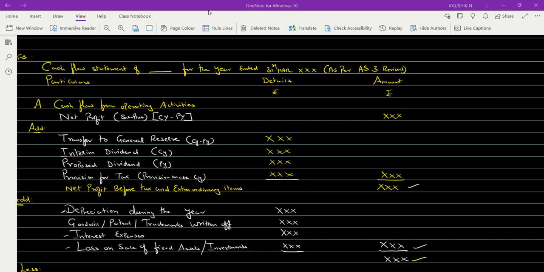So what all is there in financing? You've got issuing shares, issuing debentures, taking a loan from the bank, that can be a long term loan or a short term loan which will be bank overdraft.